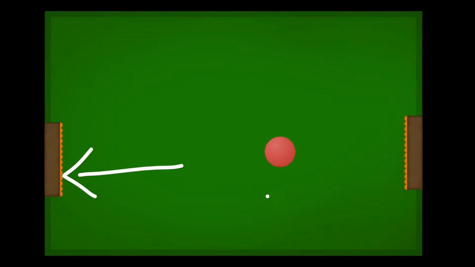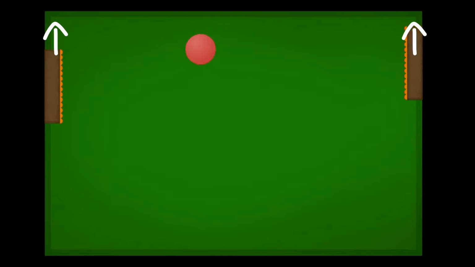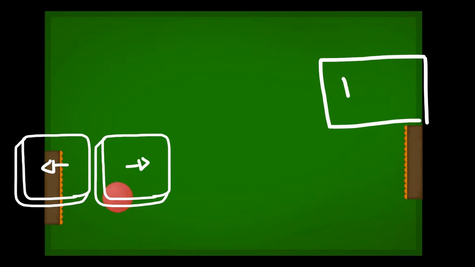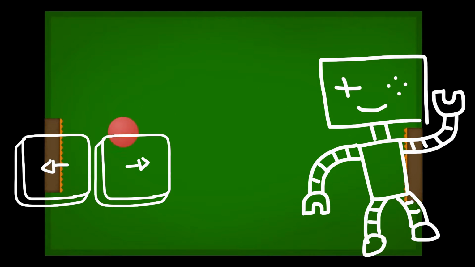Today, we are building Pong. So let's take a look. We have a playing field, a player at each end, and a ball that moves between. The players can move vertically and are constrained to the playing field. One will be controlled by keyboard input, the other will be controlled by a simple AI.